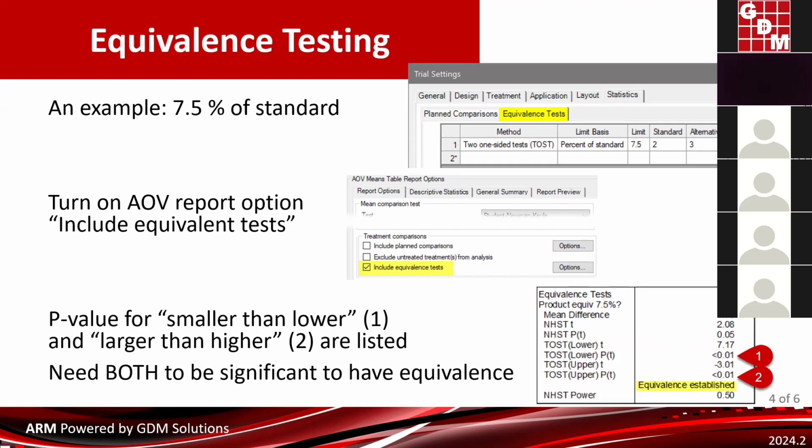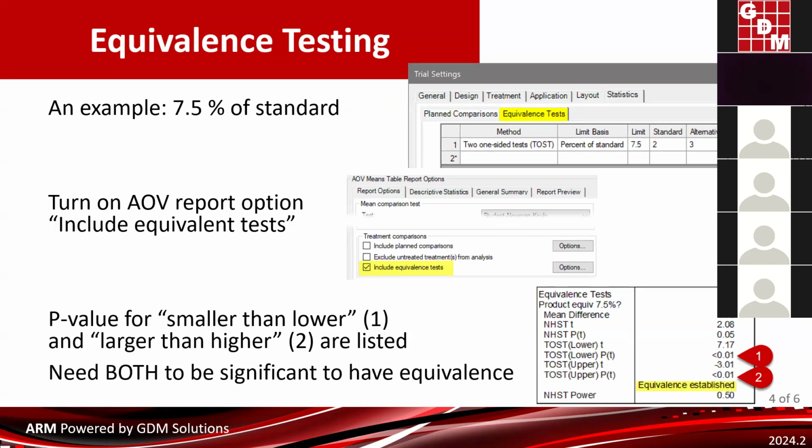So that's what it takes to run an equivalence test. Here's some screenshots from ARM with an example of just, let's do 7.5% of the standard. So you define an equivalence test in the settings, and you can do it either in a protocol or a trial. If you do it in a protocol, then every trial that gets created will have the same statistical setup. So that's kind of optimal, but you can start these in a trial as well.